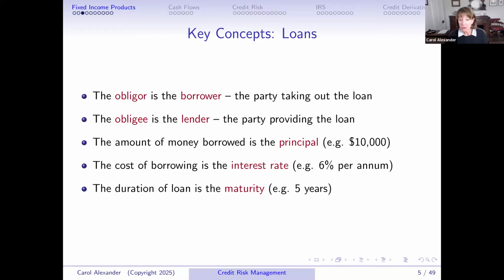Cost of borrowing is the interest rate, and the duration of a loan is called the maturity of the loan. Interest rates are usually quoted per annum, so you sometimes have to break them down if you're just looking at the interest over a certain period, like over 6 months or 3 months. We'll do some of that in our calculations later.